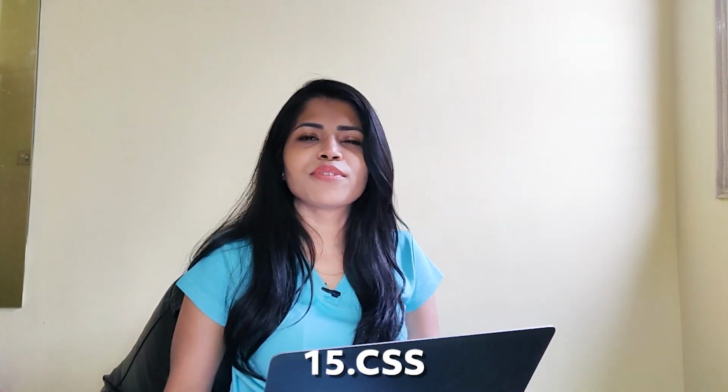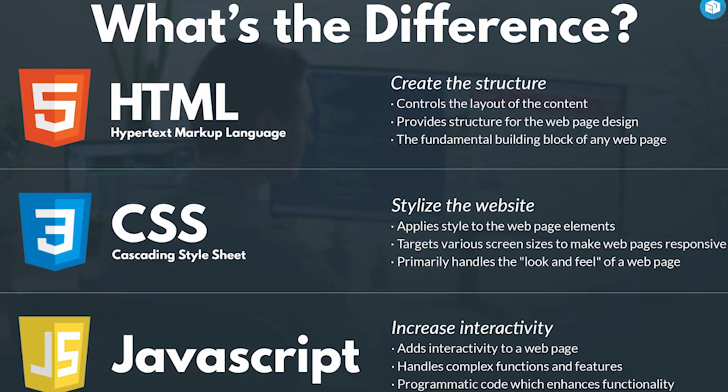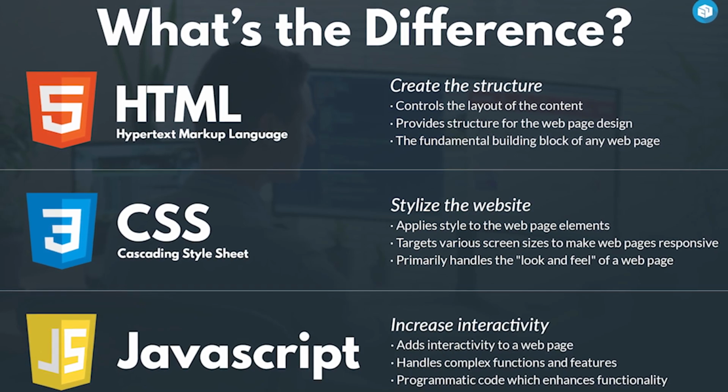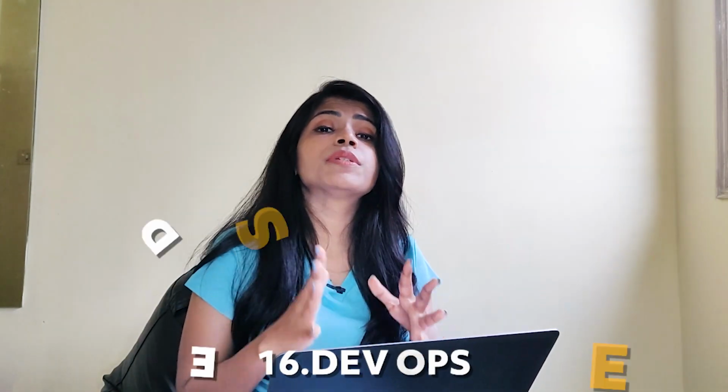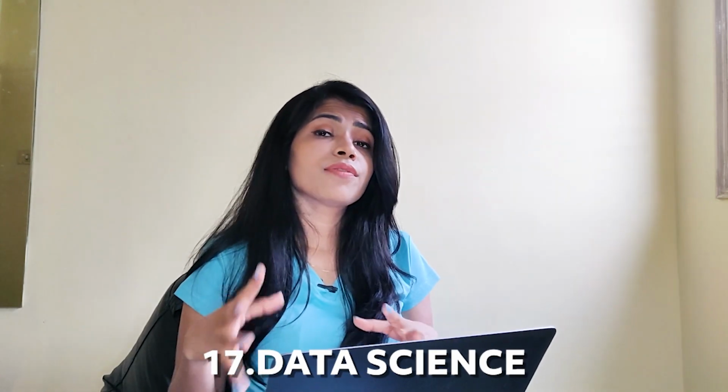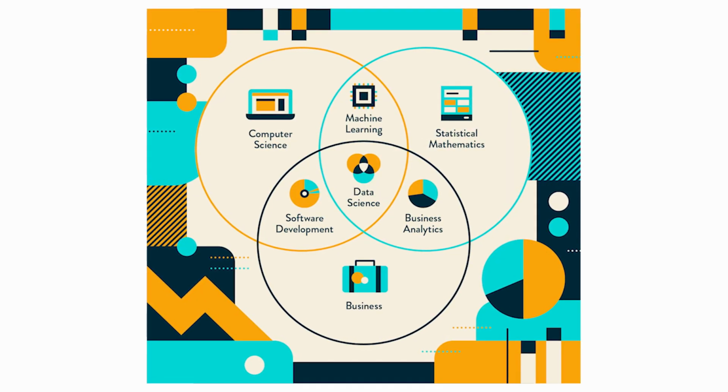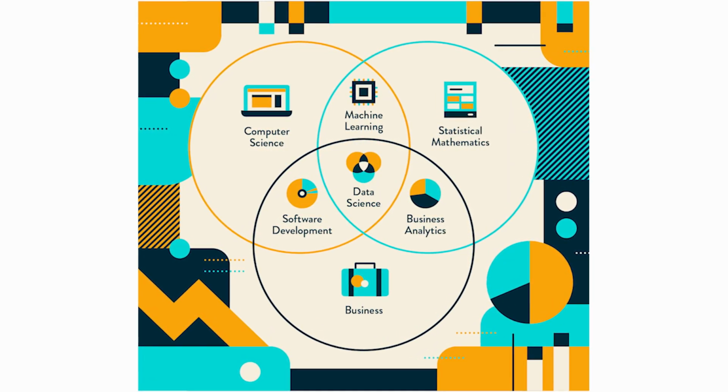CSS we all know, of course. CSS is cascading style sheets. CSS describes how HTML elements are to be displayed on screen. HTML is the structure, CSS is the style, and JavaScript is the behavior. DevOps focuses on fast technology delivery through the use of agile development. Data science. This is the art of uncovering trends and insights within the data. With these insights, a business can explore ideas and make strategic choices.